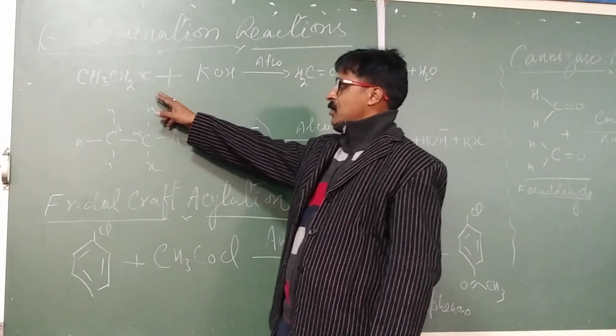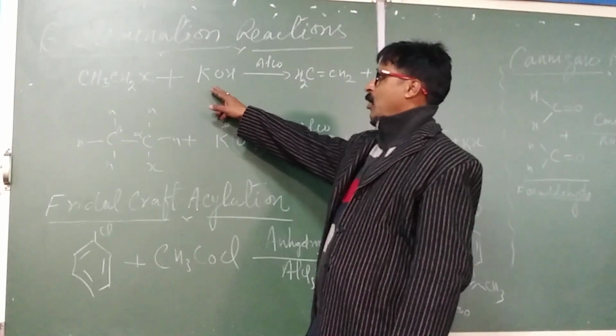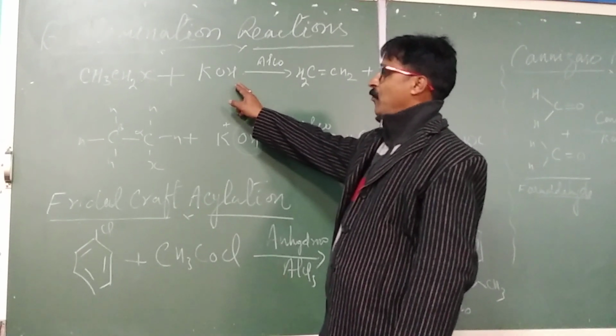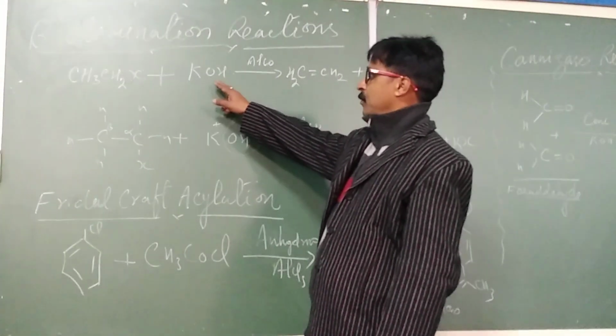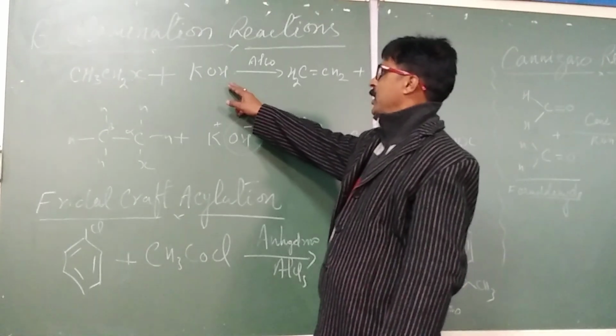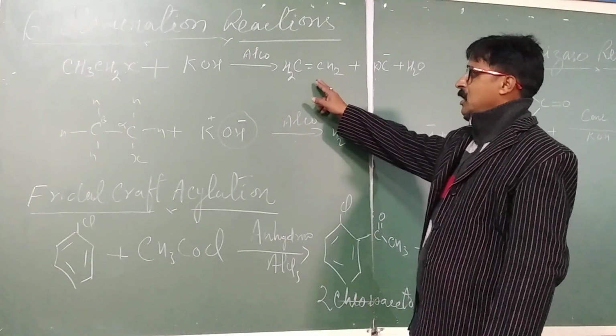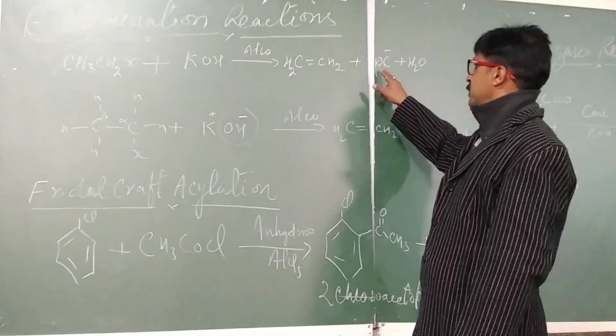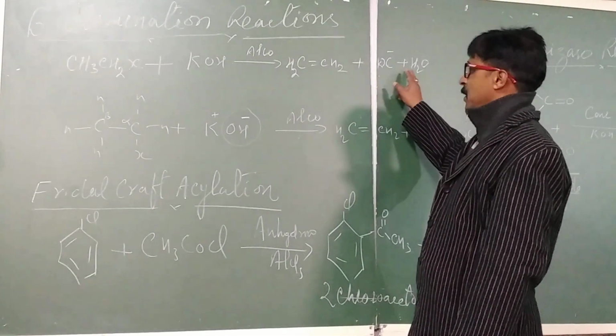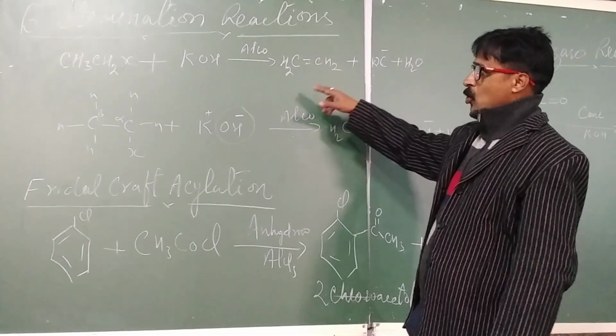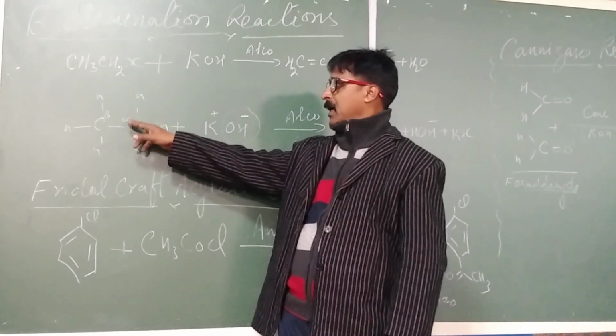This haloalkane, when treated with KOH, which means a nucleophile is produced from this KOH, in the presence of an alcoholic medium, right? It gives you ethene, and then the X ion is liberated, plus water molecules here. So here you look at the mechanism, why it is called beta elimination.